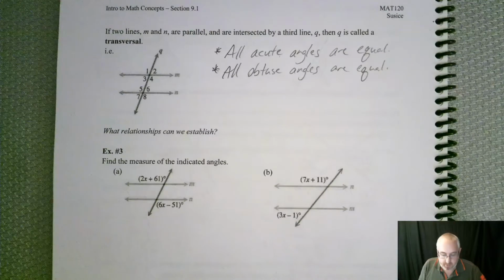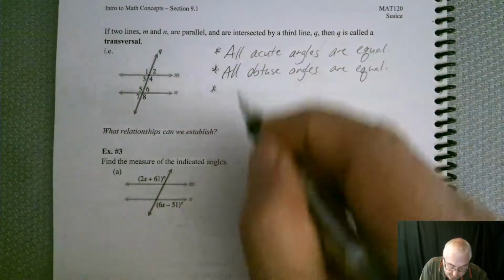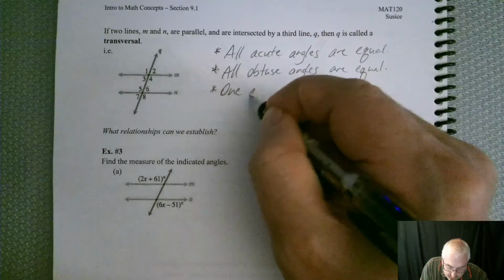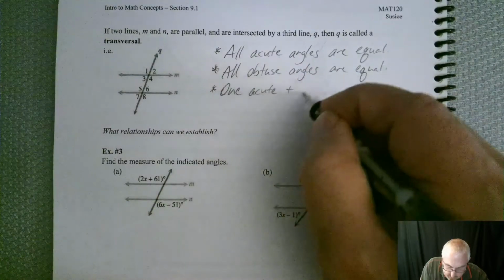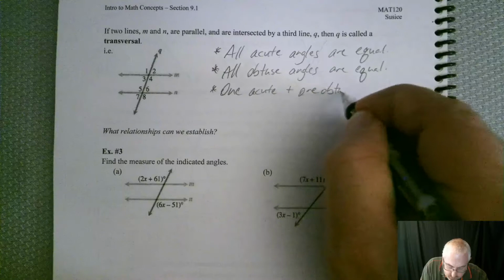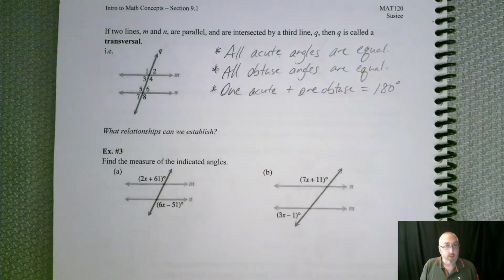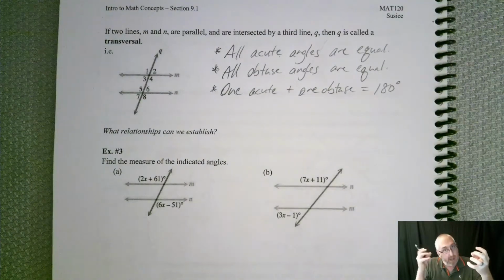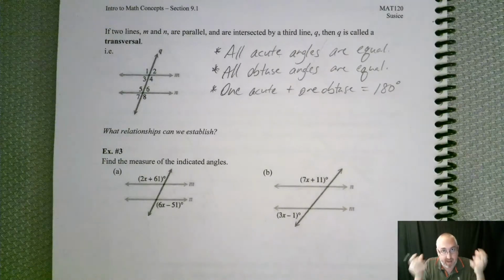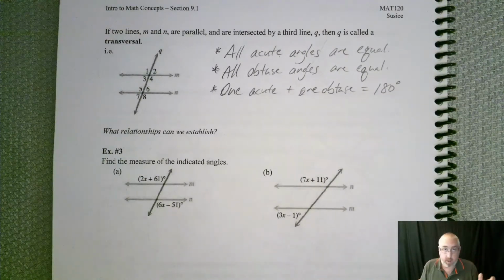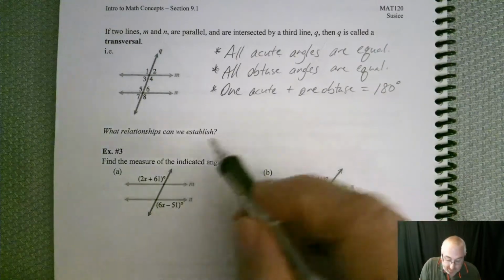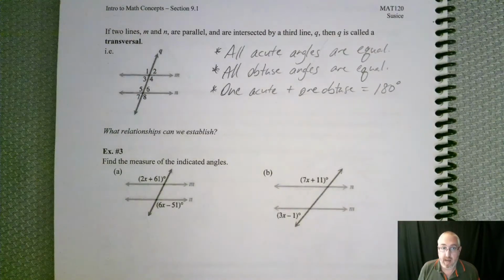The other statement that you can make, the last one, is that one acute plus one obtuse equals 180 degrees. So again, no matter where you're looking in that diagram, if one of the angles you grab is acute and the other angle you grab is obtuse, they have to add up to 180 degrees, no matter where they're located. As long as they're in that diagram, one of each has to total 180 degrees. So those are the relationships that you can establish with these.